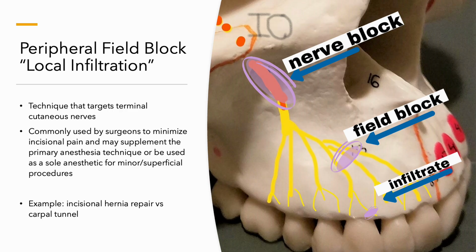All right, so let's talk a little bit about what an actual local infiltration block is. It's focusing on the terminal cutaneous nerves. It's commonly used by surgeons to minimize incisional pain and may supplement the primary anesthesia technique or be used as a sole anesthetic for minor superficial procedures, such as an incisional hernia repair versus a carpal tunnel. Obviously, for an incisional hernia repair, we cannot completely provide an anesthetic with a local infiltration, but with the carpal tunnel, they can localize and perform that surgery just with local.